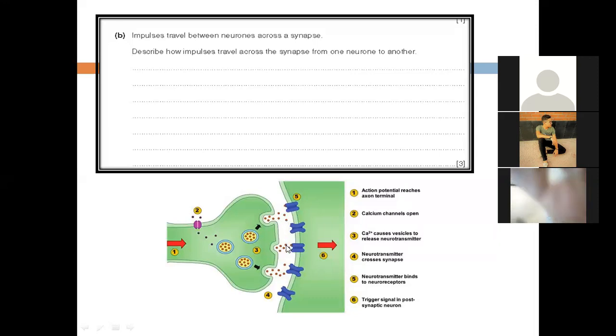Okay, and that neurotransmitter will travel and move toward the opposite side, where there is the postsynaptic nerve. On the postsynaptic nerve there are what?